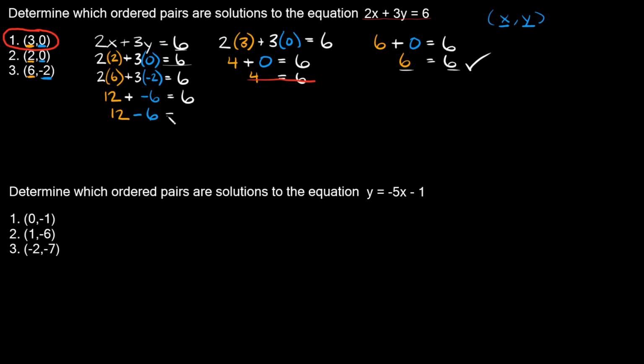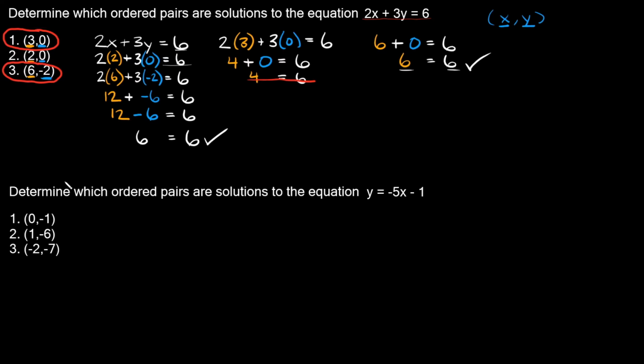And then we're setting that equal to 6. And then 12 minus 6 is equal to 6, and then again setting that equal to 6. So we got 6 is equal to 6. That is a true statement. So that means this ordered pair right here, (6, -2), is a solution to the equation, okay? Because we got a balanced equation at the very end.